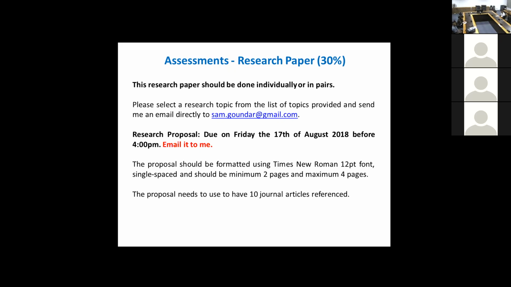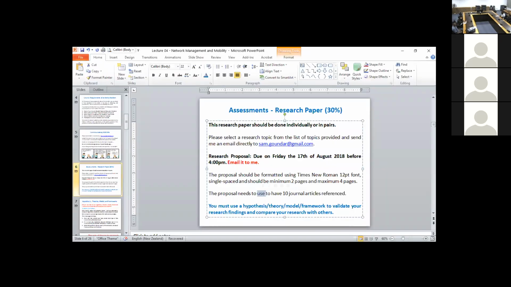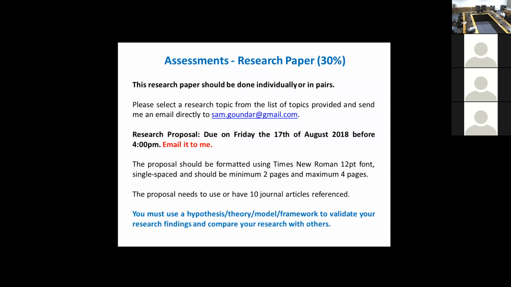This was a question asked by a number of students. The proposal needs to use or have 10 journal article references. And you must use a hypothesis or a theory or a model framework to validate your research findings and compare your research with others. I'm going to talk more about this, and then I will let you ask some questions.